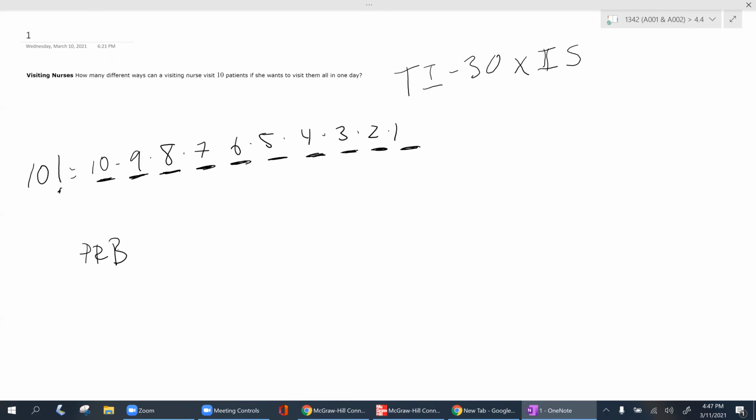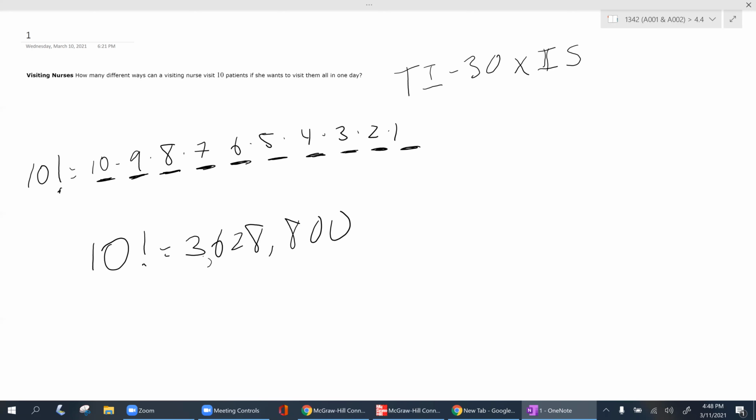Once you click on that button, you're going to see on the 3rd slot an exclamation point. That's where it's at. So how you would type this in is: type 10 into your calculator, click probability, go over to the exclamation point, and now it looks like this. When you click enter, it's going to give you 3,628,800. Those are the different ways the nurse can visit her 10 patients.